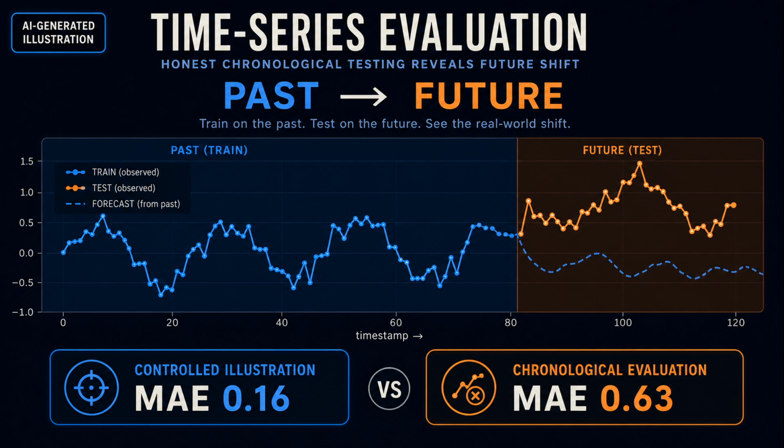Now keep the first part for training and hold out a future block. In this controlled illustration, the signal changes level in the future. The random split reports an illustrative MAE of 0.16. The chronological split reports 0.63. Those are not benchmark results. They show why the honest test can look worse. It finally contains a change the past did not reveal.